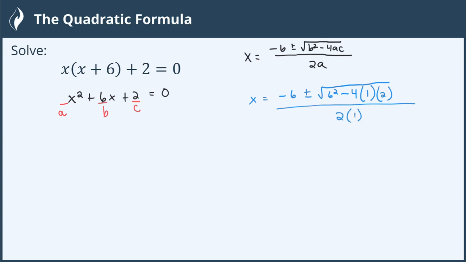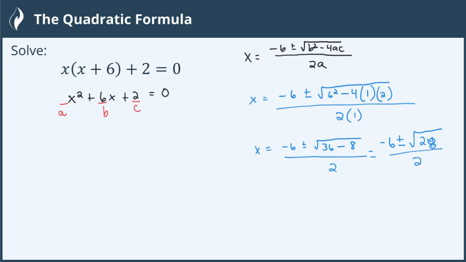Okay, so now let's work it through. So x equals negative 6 plus or minus the square root of 36, and then minus 4 times 1 is 4, times 2 is 8, and then we're going to put it all over 2. We're going to work that one down. So negative 6 plus or minus the square root of 36 minus 8. So 36 minus 8 gives me 28. That's not a perfect square. 28, all over 2.